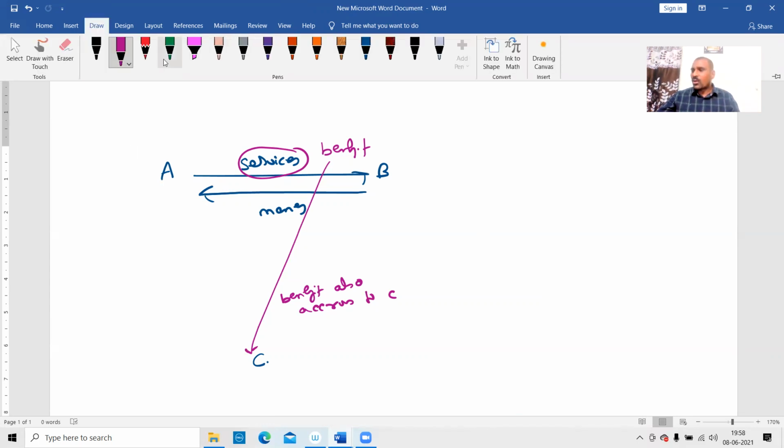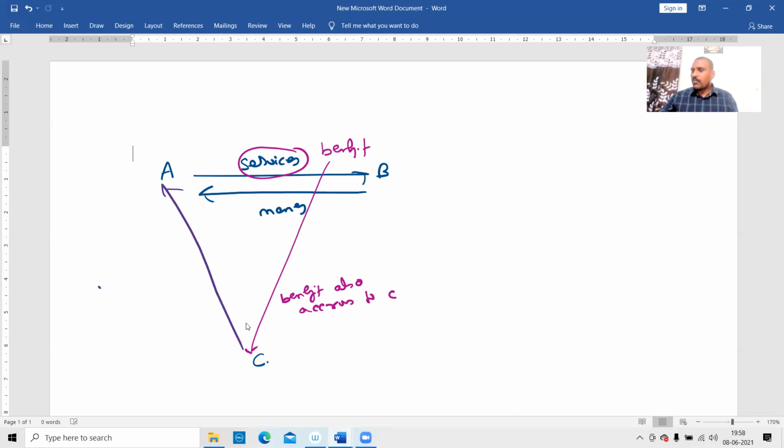Then C may pay out of affection, as a gratuitous payment. Gratuitous payment means voluntary payment without any obligation. C pays that amount without any obligation because it is a benefit. So because of services rendered by A to B, if C is benefited indirectly, C also may pay the amount.